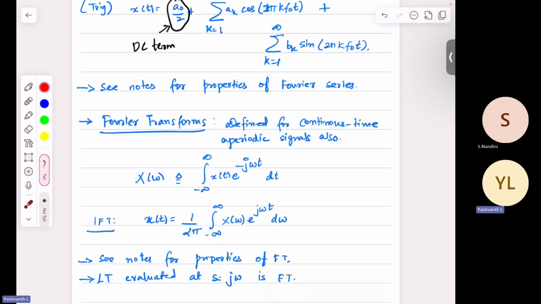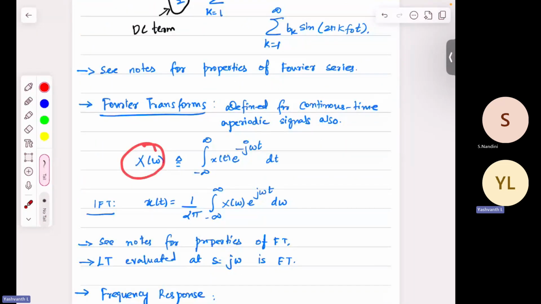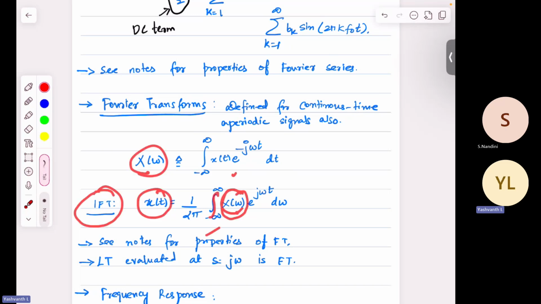So how is the Fourier transform defined? It's defined as X of omega equals the integral from minus infinity to plus infinity of x of t e power minus j omega t dt. Okay, so what is the inverse Fourier transform? That is, given X of omega, how to recover x of t. That is also there: the integral from minus infinity to plus infinity of X of omega e power plus j omega t d omega, multiplied by 1 by 2 pi.